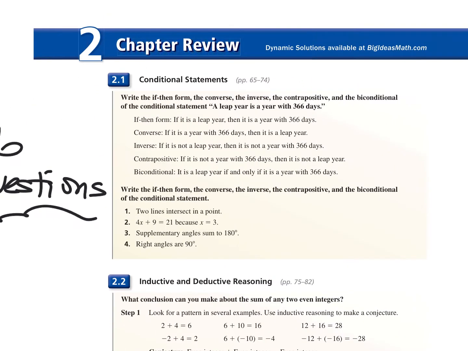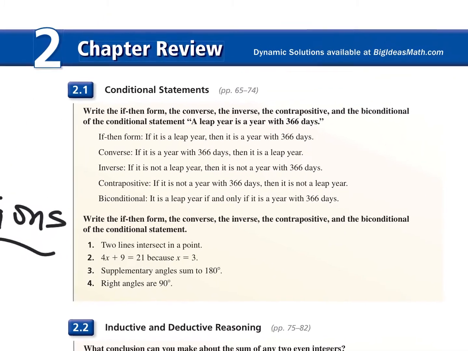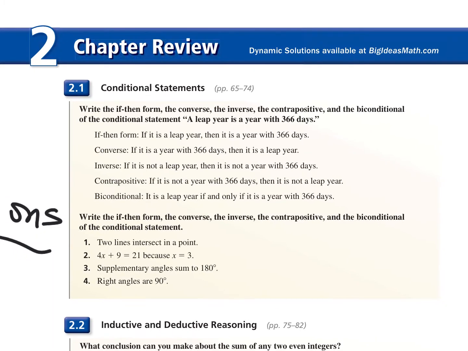So in 2-1, and this was what was on the quiz, and that's why we just went over the quiz answers. This is where you had to be able to write a conditional, which is the if-then form. Understand what it means to write a converse, where you reverse the order. Inverse, where you negate it. Contrapositive, where you flip and negate. And then the biconditional, if and only if.